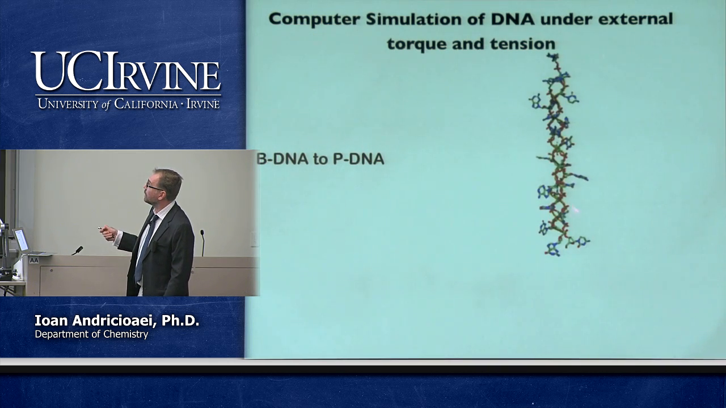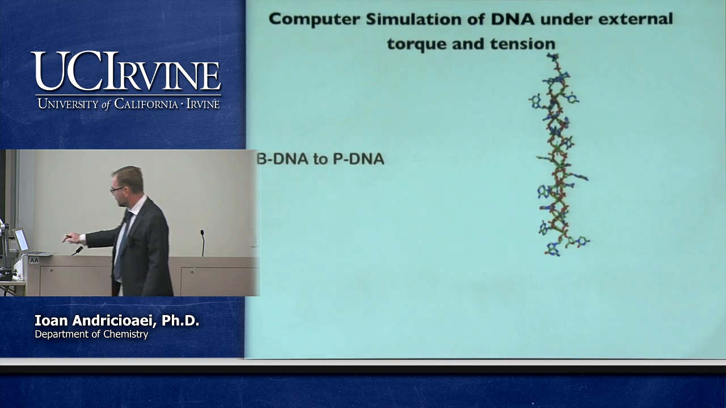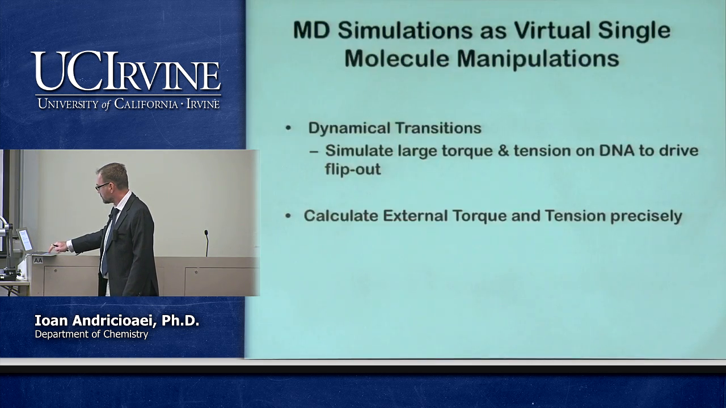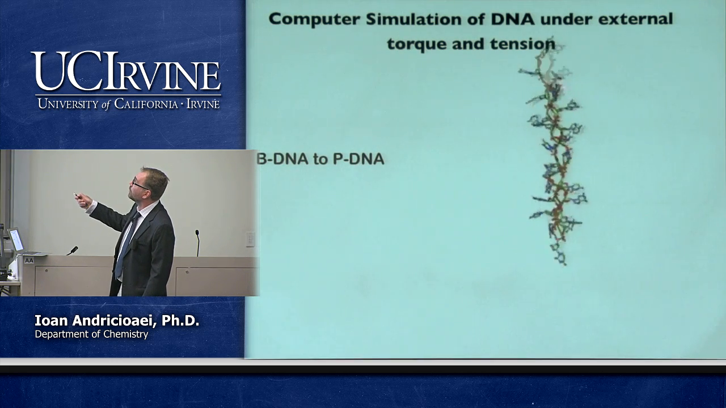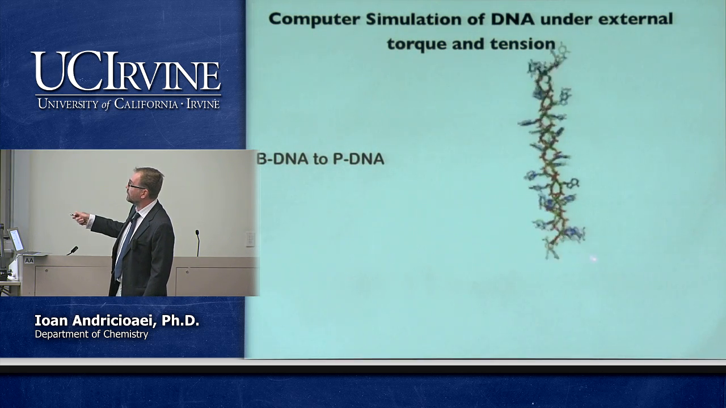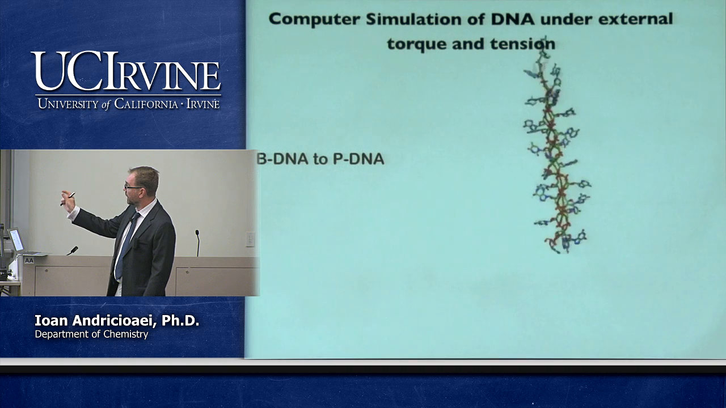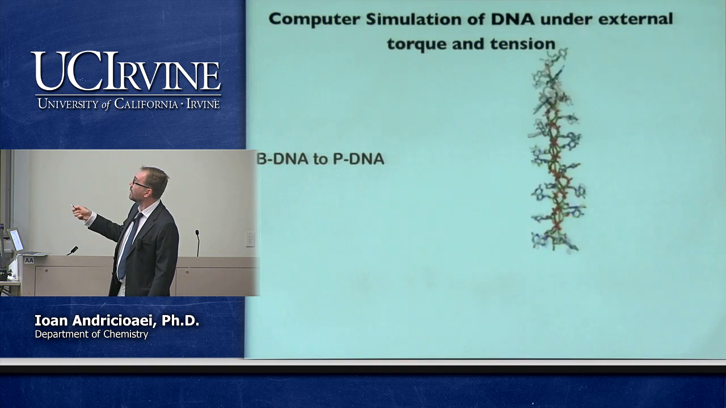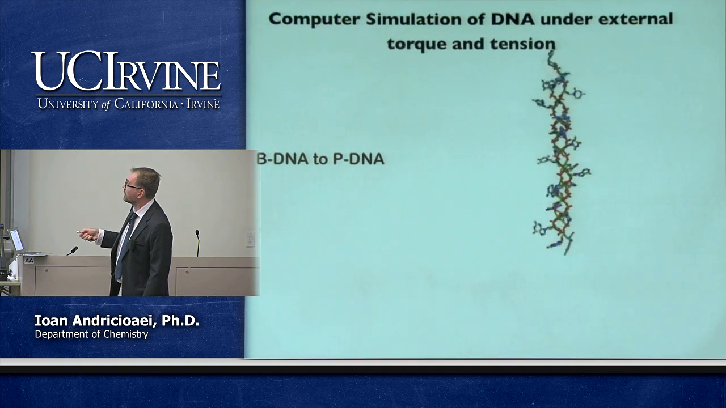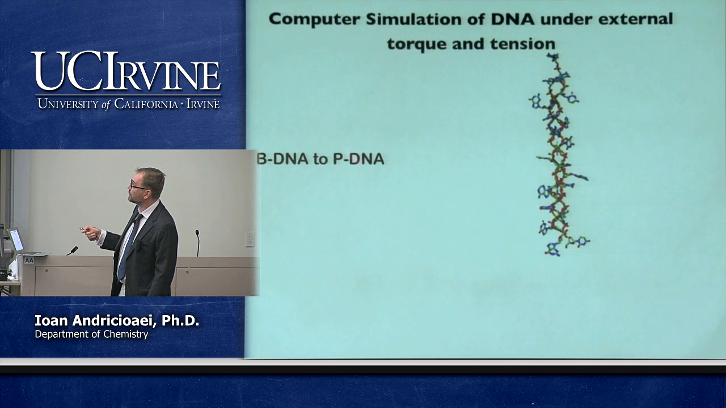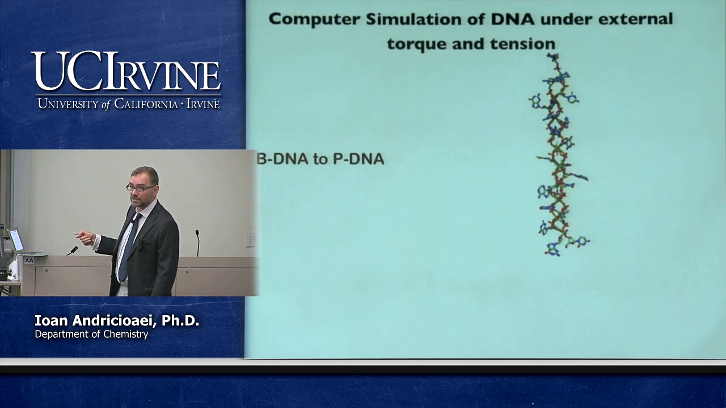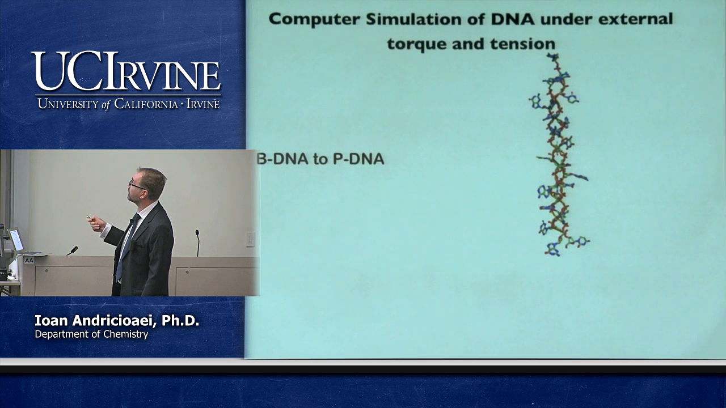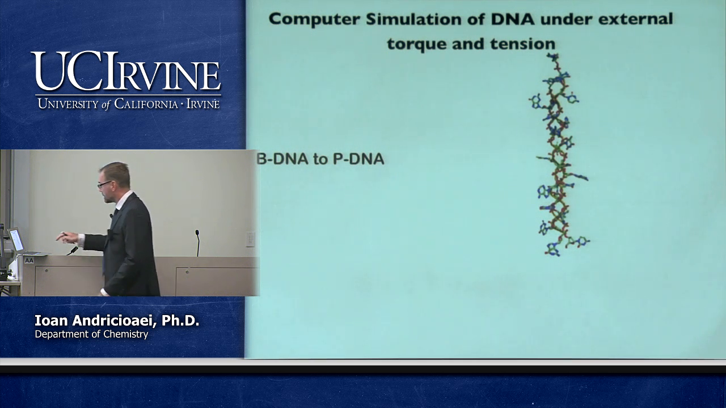So we created a model in which we stacked an initial B-form DNA, and we pulled these two strands up and these two strands down, and we also applied a torque at this end and at that end. As you can see, there's a transition from a B-DNA state to something that looks like Pauling's original model, where the sugar phosphate backbone is inside and the bases are out.